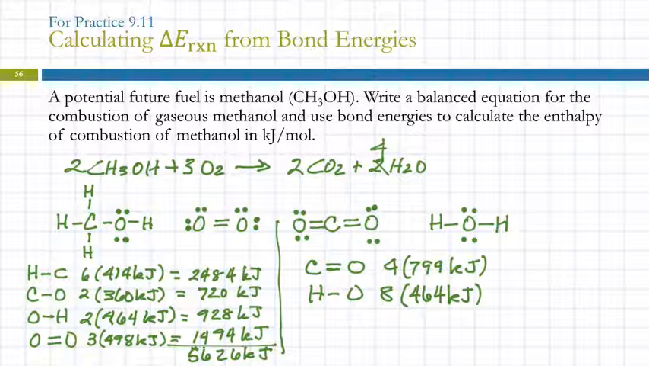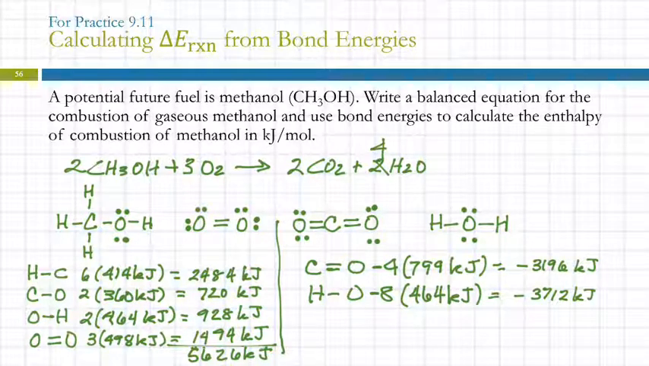Am I putting energy in or taking energy out? Releasing energy. All of these should be negative. I forgot that. So I'll put my minus in front of that then. These need to be negative because it's releasing energy. So 4 times 799, that's going to release minus 3196 kilojoules. And I've got 8 of the 464s. That's going to release 3712 kilojoules. Add those together, minus 6908 kilojoules.